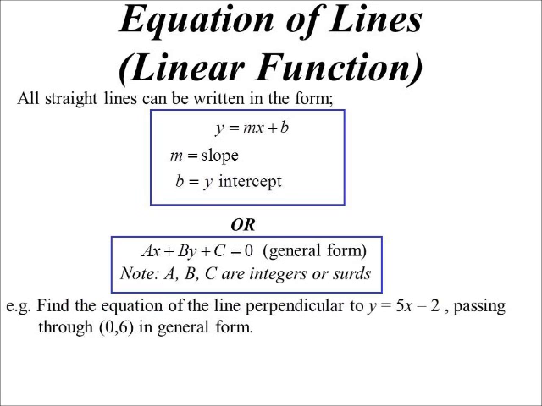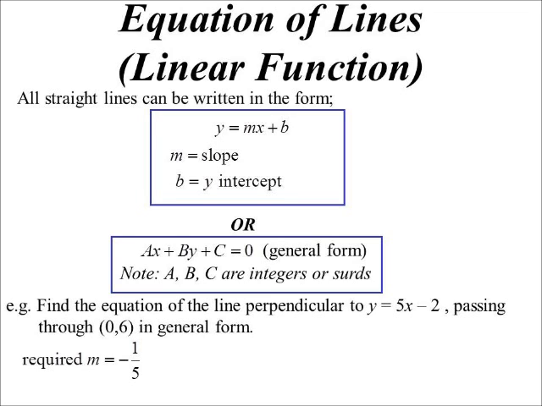Okay, so we're going to find the equation of the line perpendicular to y equals 5x minus 2. We also know it goes through (0, 6), and we're going to put it in general form. So we know it's perpendicular, so the slope will be the negative inverse. The slope we want, therefore, is minus 1/5.